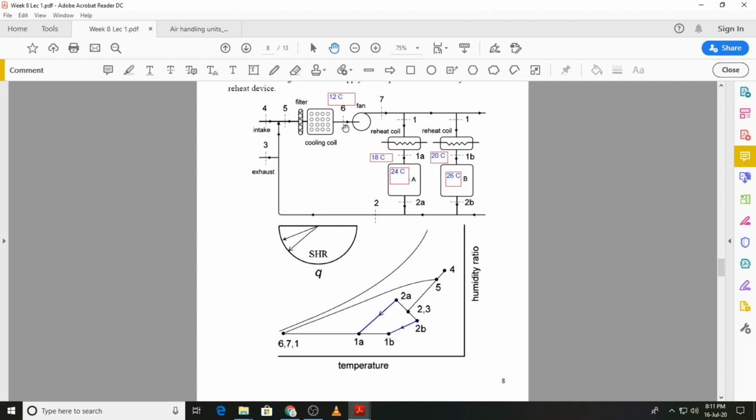And if you are given a problem, you can solve it in the usual manner. That is, our objective will be to first locate as many state points as possible so that we complete the cycle, and once we have done that, we can extract any further information that is required.